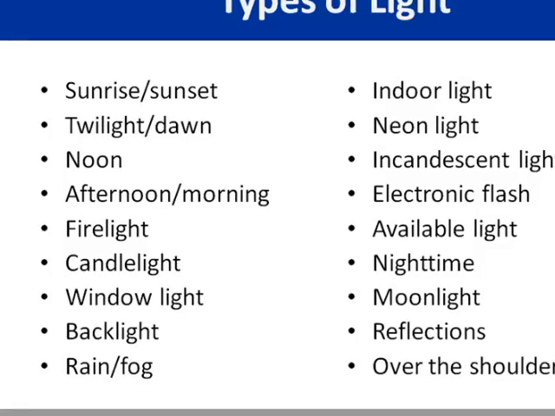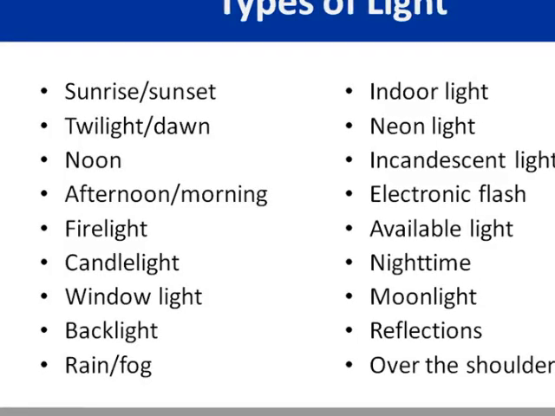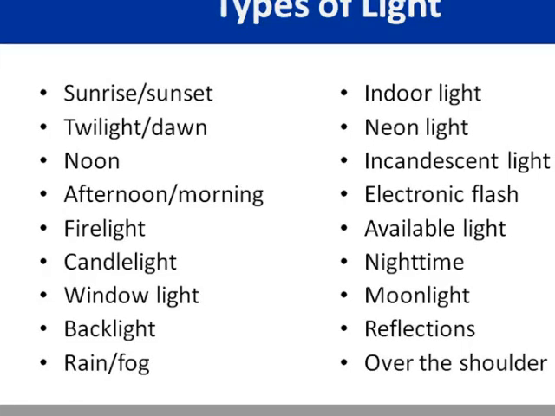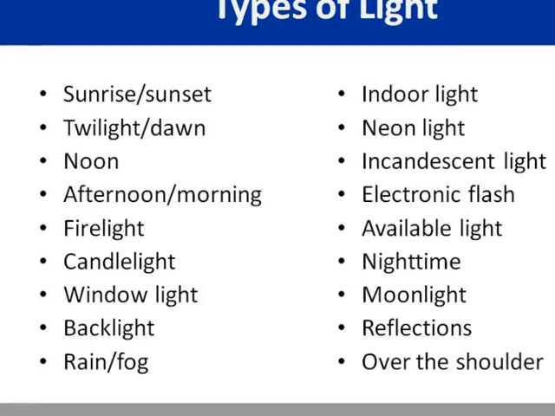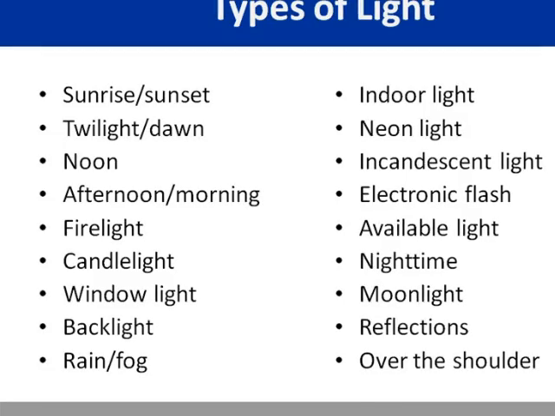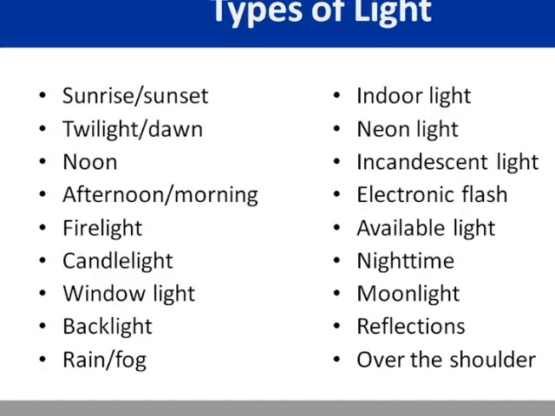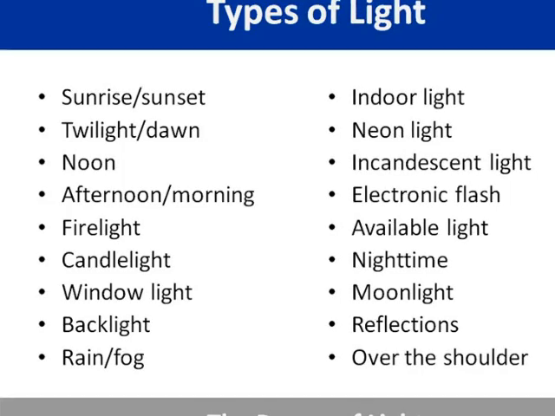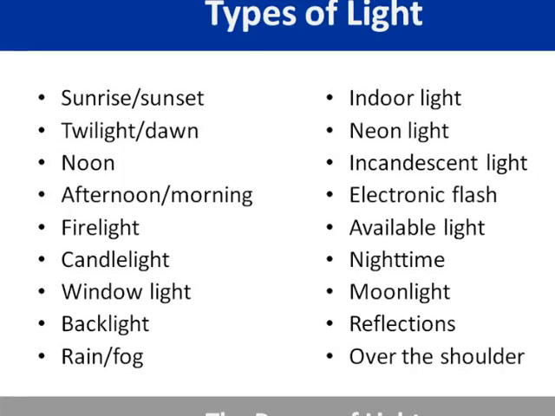Firelight, of course, is very attractive. Candlelight's very interesting, very difficult. Window lighting is a very, very good kind of lighting. I'll show you how to use that. Backlighting can be fun. That's when the light is actually behind the subject and you're here all the time to make sure that the sun is facing the subject. You can get some really terrific pictures that are backlit. Rain and fog, some of my best color photographs are actually taken in the rain.